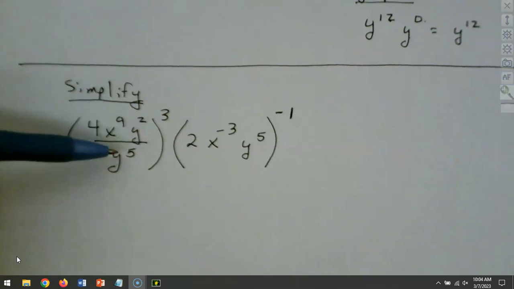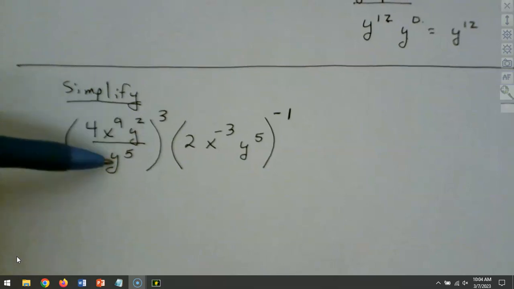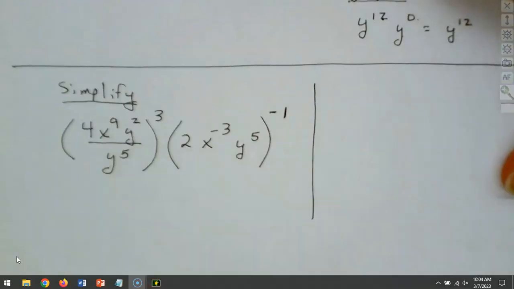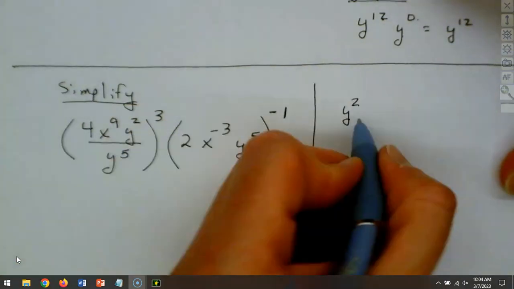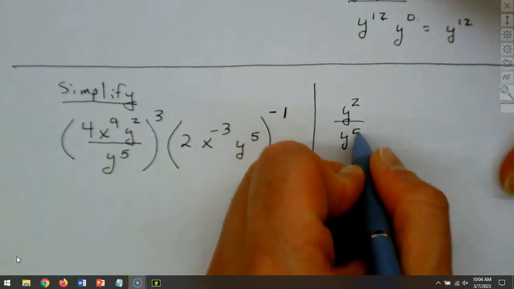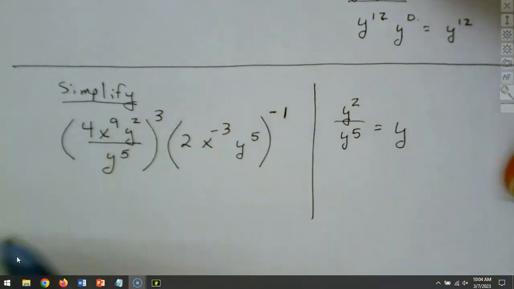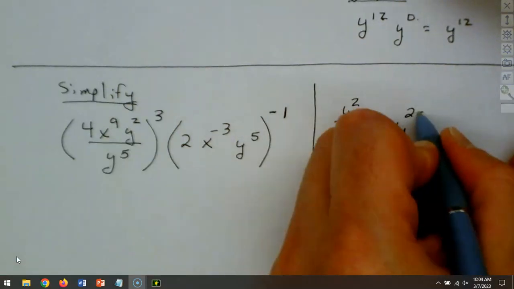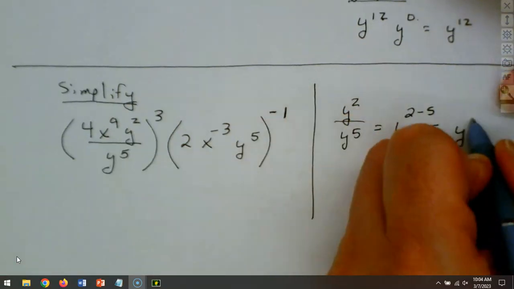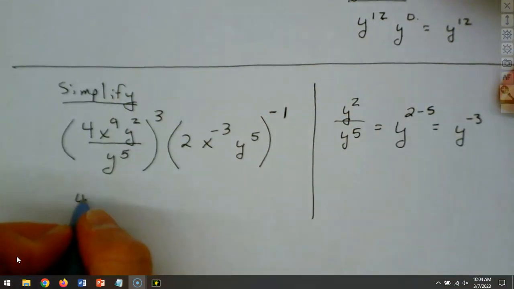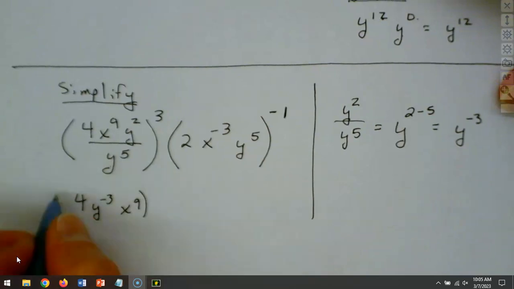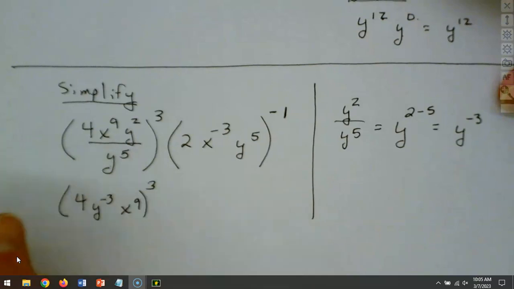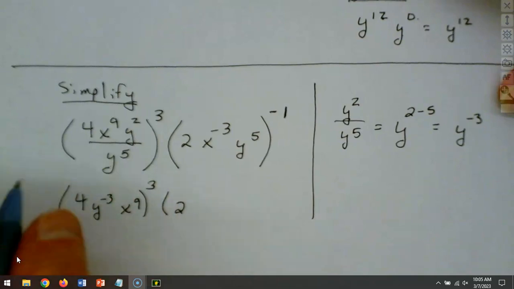Now, what do we know about these y's? These have the same bases, so they can be simplified down with the quotient rule. So we've got y to the 2nd over y to the 5th. So that becomes then, when we divide, we subtract, y to the 2 minus 5 power. So that becomes y to the negative 3rd power. And the x to the 9th still stays there. I usually keep the negative exponents until the very end. I think that's the easiest way to work with these.